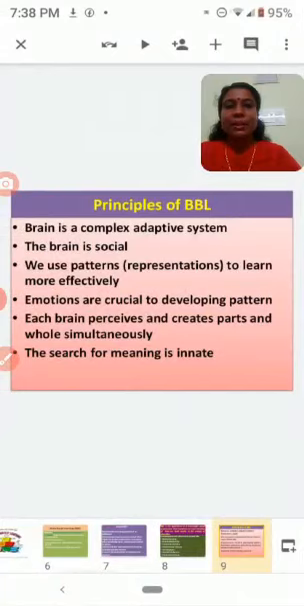The brain is a complex adaptive system. The brain is social. We use patterns or representations to learn more effectively. Emotions are crucial to developing patterns. Each brain perceives and creates parts and wholes simultaneously. The search for meaning is innate.